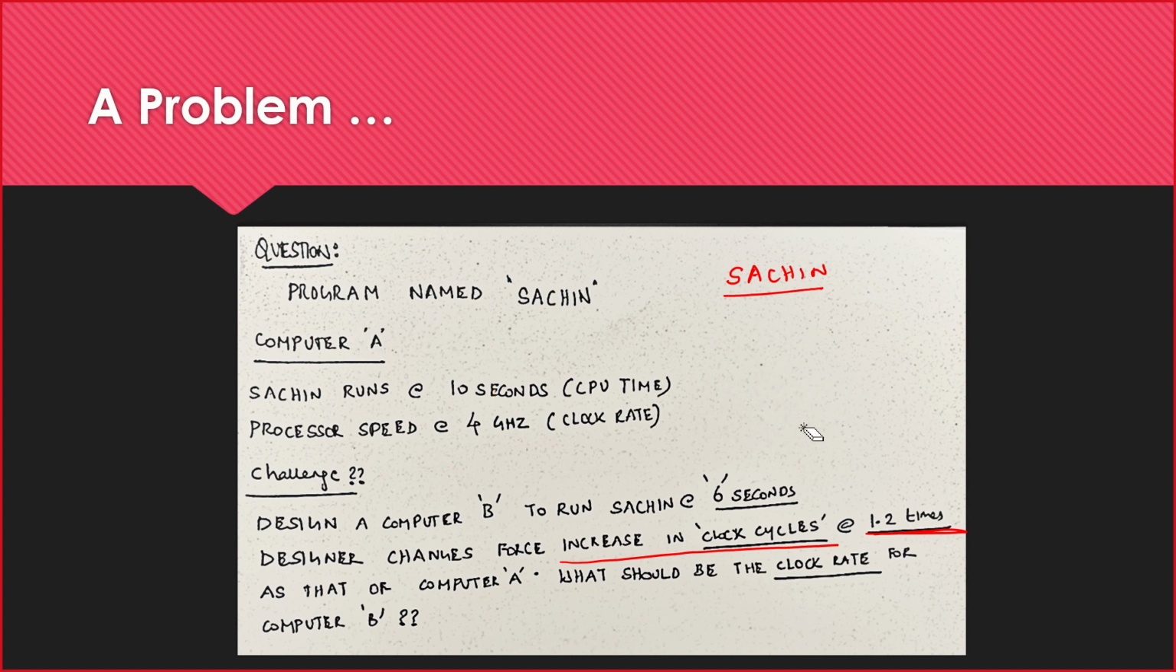There is a program called Sachin. This guy runs on a machine A which has 4 gigahertz speed, in 10 seconds. Now this guy has to run on a machine B. We do not know what the speed is, but he has to run in 6 seconds. And they also said that when Sachin has to run in 6 seconds, there is a change to be made in terms of clock cycles, and it will go to 1.2 times. That's it. Now we will have to find out what the clock rate is for scenario B. Do you understand the question, all of you?